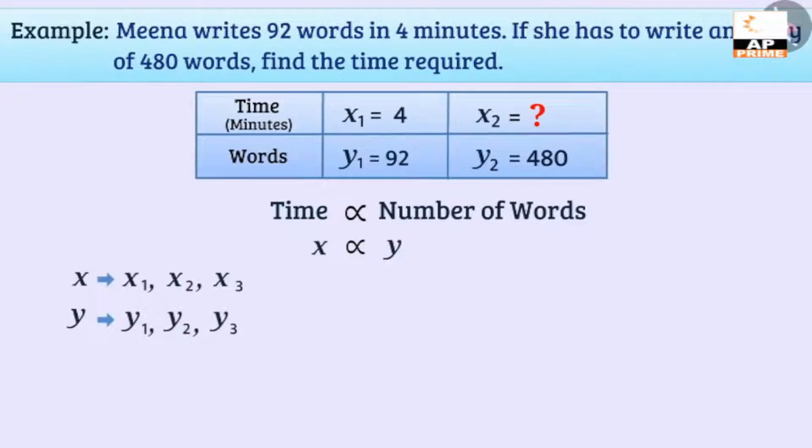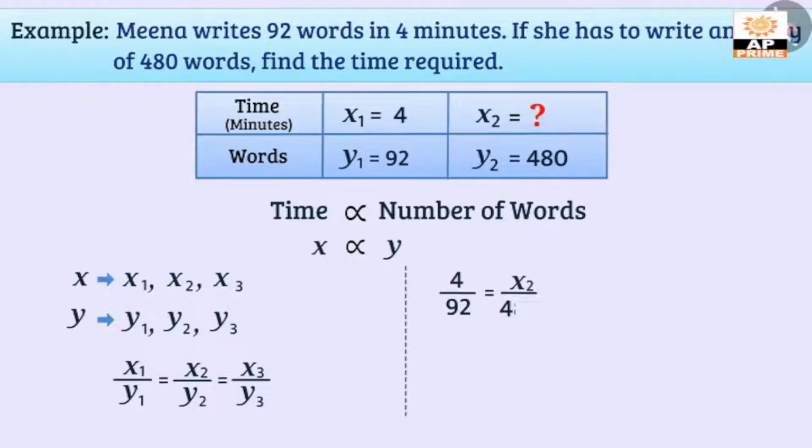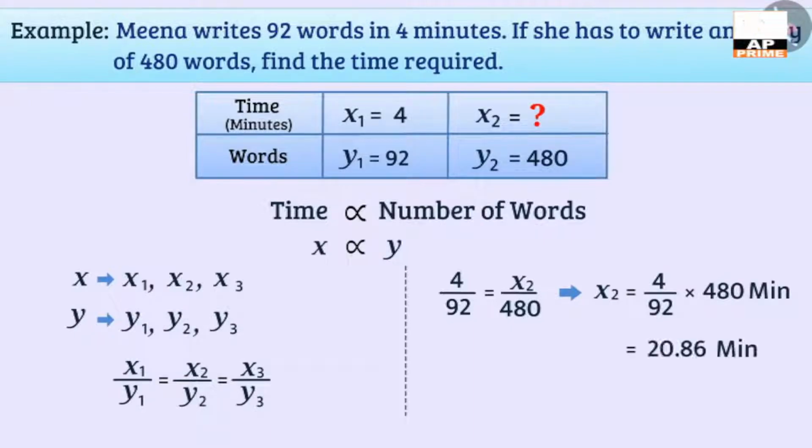of y we can write x1 by y1 is equal to x2 by y2 is equal to x3 by y3 and so on. Therefore, we can say that 4 by 92 is equal to x2 by 480, means x2 is equal to 4 by 92 multiplied by 480 minutes is equal to 20.86 minutes. Therefore, Meena needs 20.86 minutes to write an essay of 480 words.